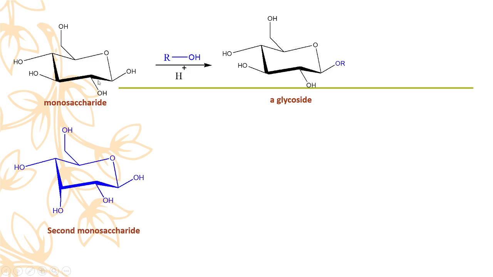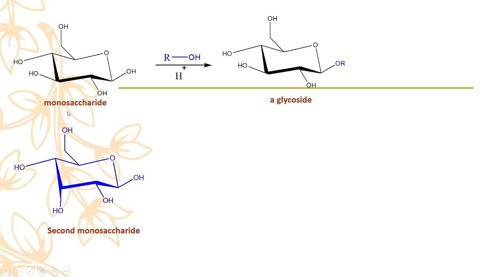So you can see here, this is the first monosaccharide, this is the second monosaccharide, and this anomeric carbon is attached to this second monosaccharide, and the product is called a disaccharide. Okay, so here you can see this is the first monosaccharide, this is the second monosaccharide, and the anomeric carbon of the first monosaccharide is joined to the OH of the second monosaccharide.